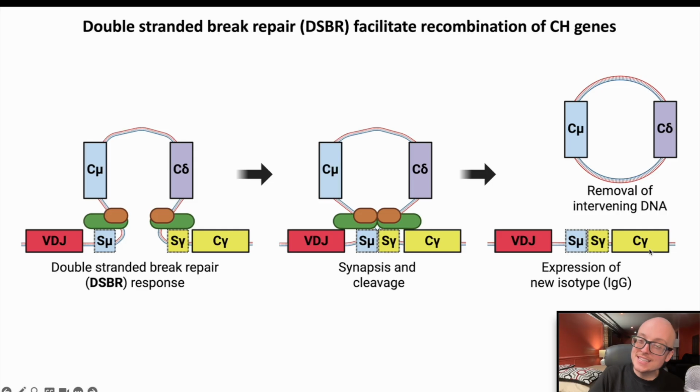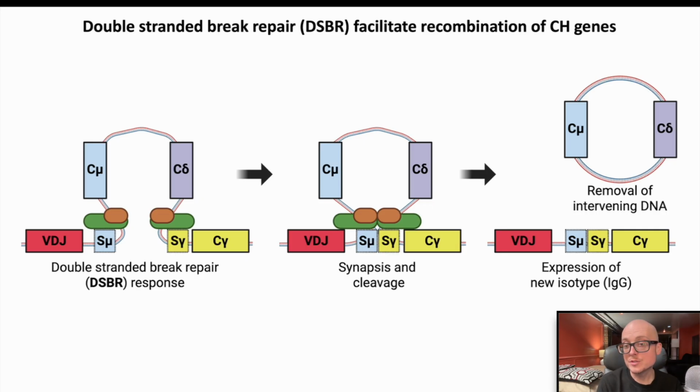So now that constant gamma is the closest to VDJ, it will be transcribed and included within the mRNA that will actually be translated to give us an immunoglobulin. So now this cell has successfully class switched into IgG. And a very similar process would play out if we wanted to class switch into IgE or IgA.